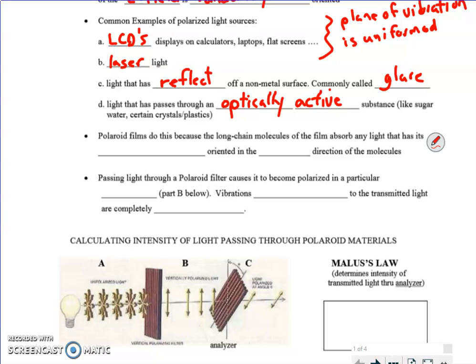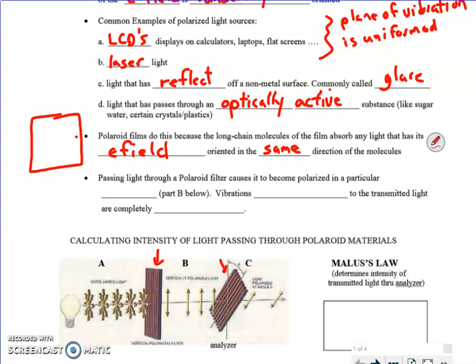So why does this happen? Well, Polaroid films, which was represented by this or by this, do this because they are made with long chains of molecules that absorb any light that has its E field oriented in the same direction as the molecules. Okay, so that's something it's easier for me to explain in class than right now, but I'll try to just really quickly talk about it.